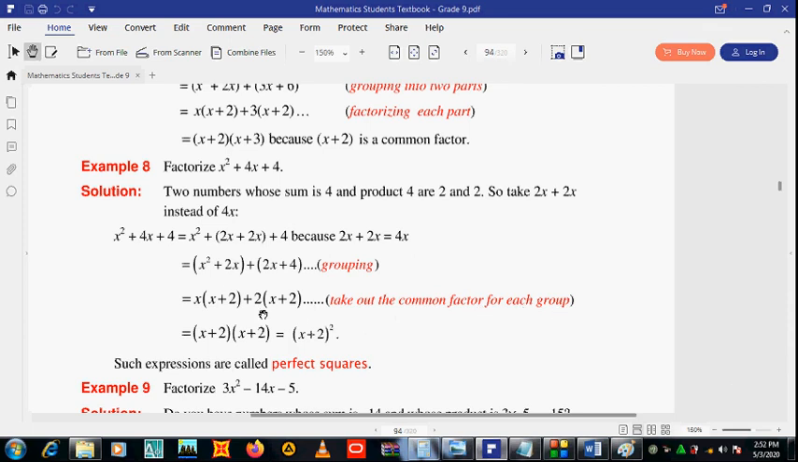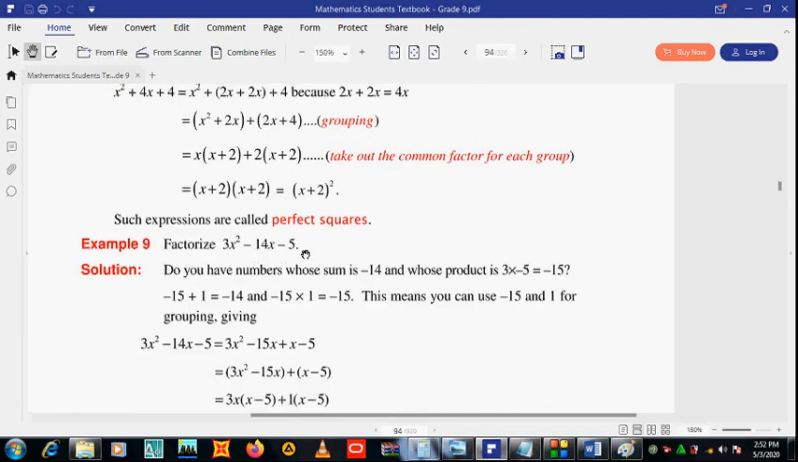For this group, what is in common from x square plus 2x? x is in common, then x into x plus 2. From this group, 2x plus 4, 2 is also in common, 2 into x plus 2. Then x plus 2 is in common, so x plus 2 whole square is the factorization of x square plus 4x plus 4.